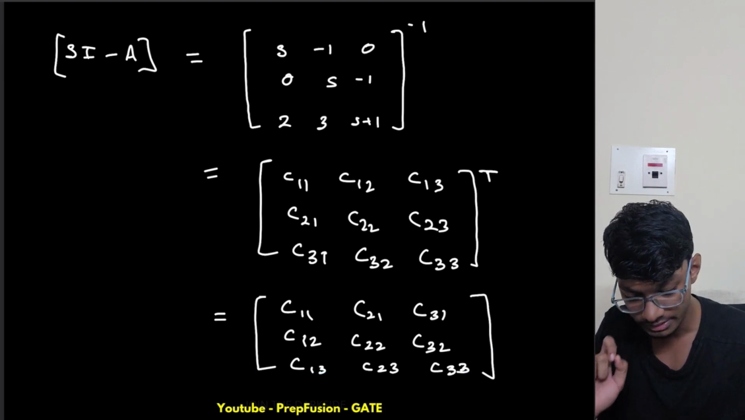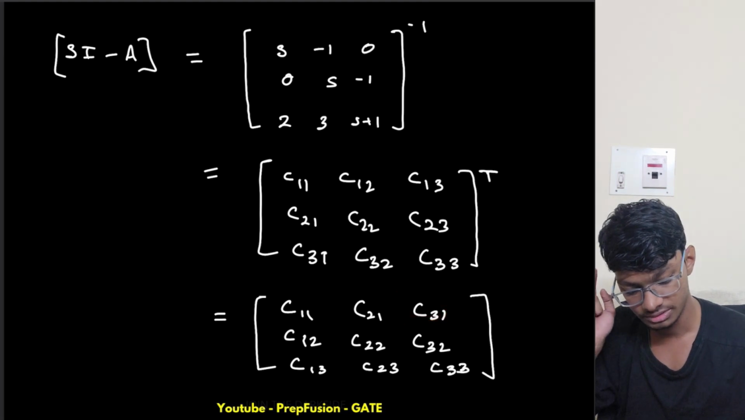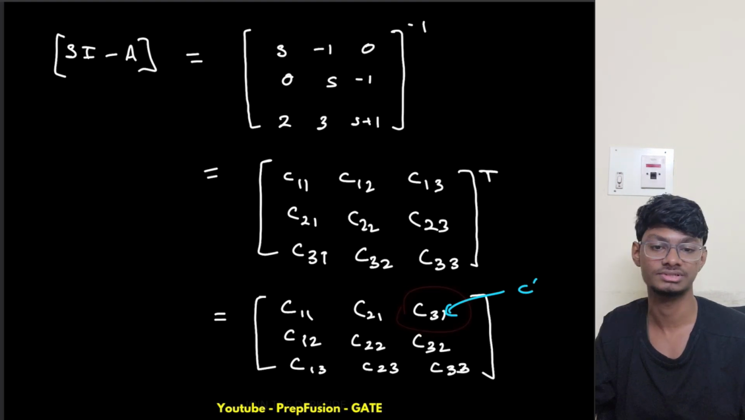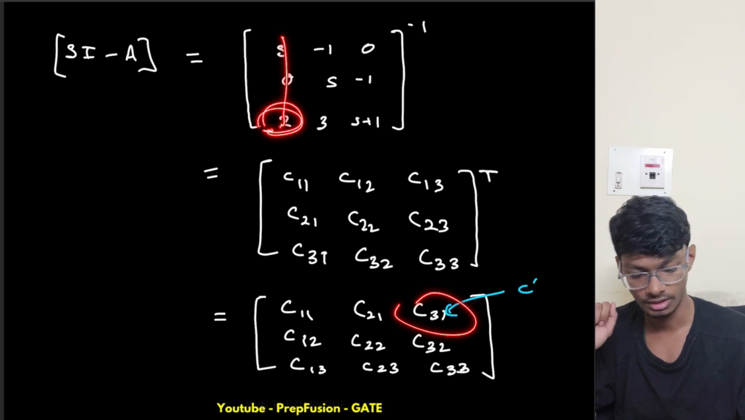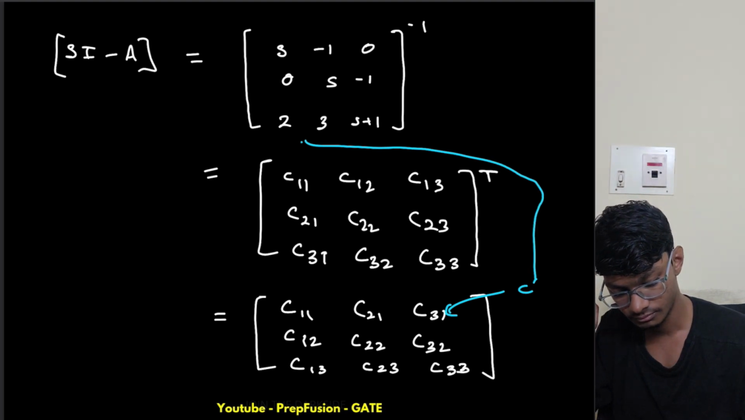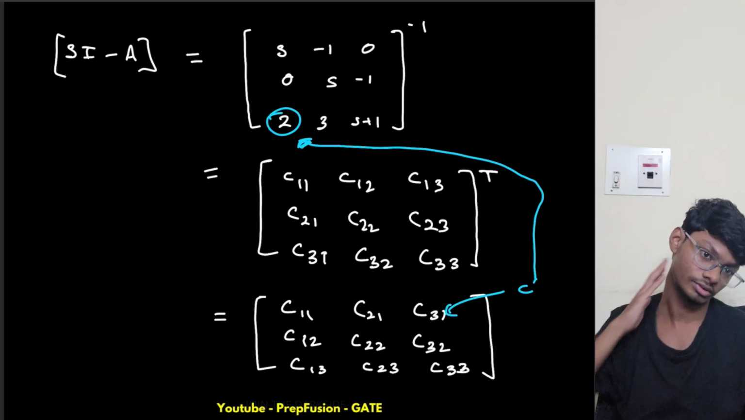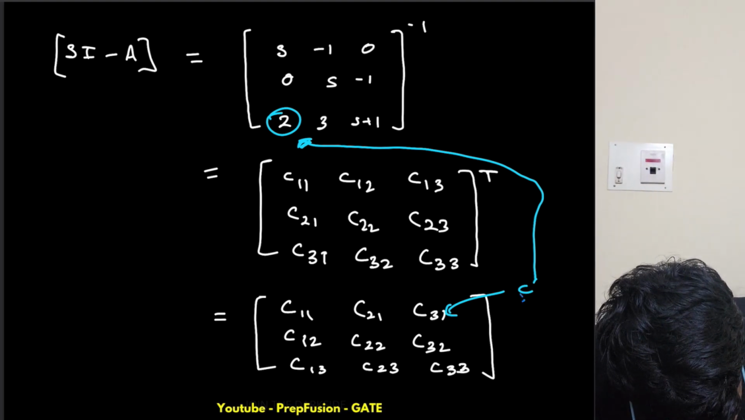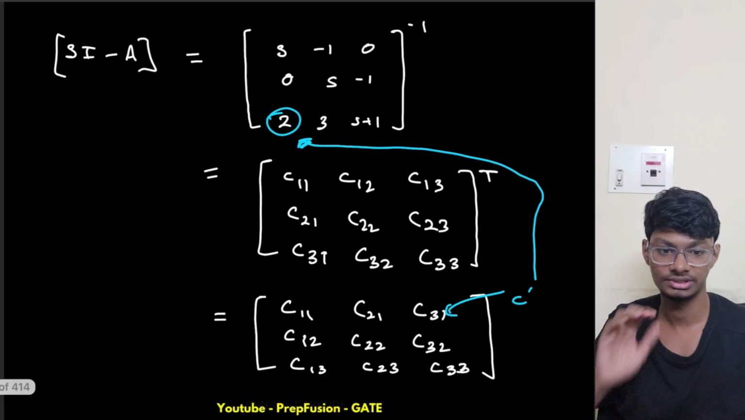Now this is that C dash element that I need to find. So what is the C31 here? C31 will be the cofactor of this one, the third row and the first column. So cofactor of this one. So this will be my C31. So this is the C dash element.